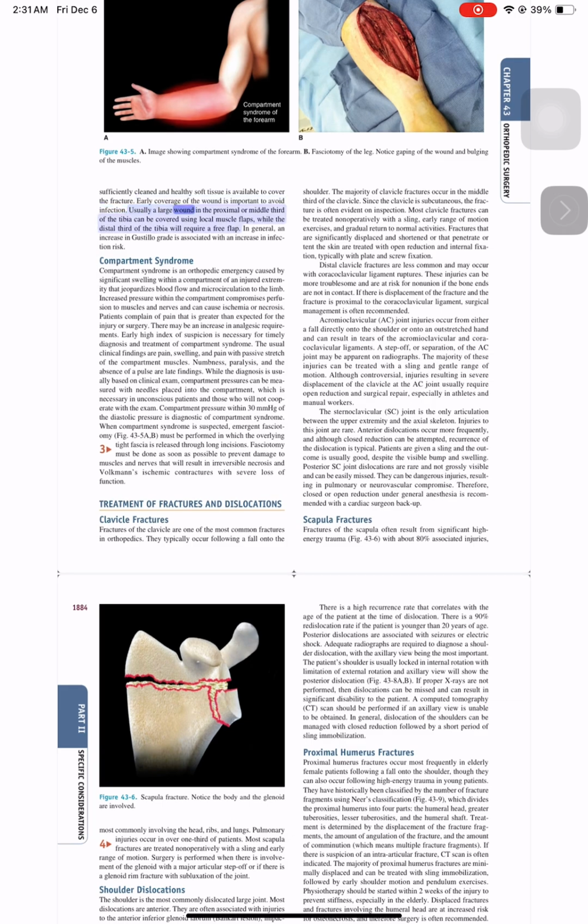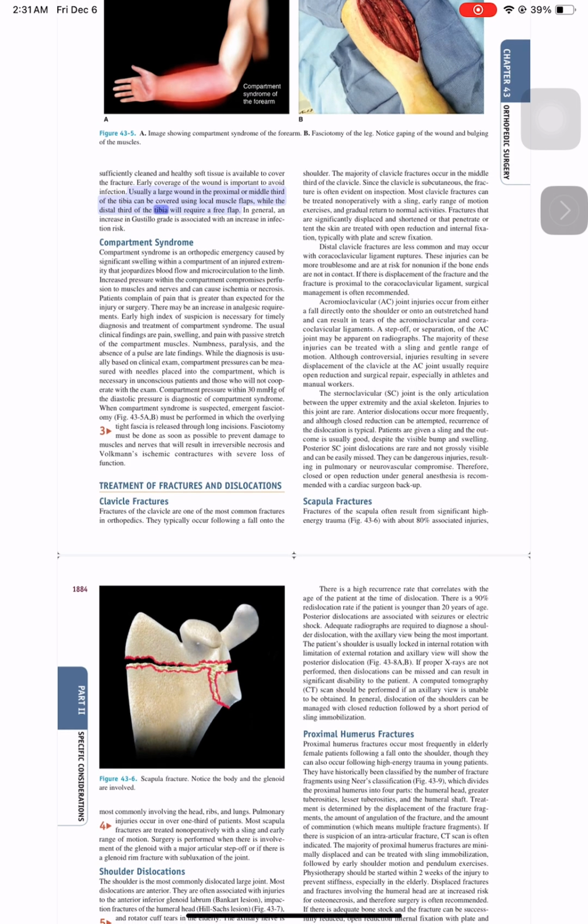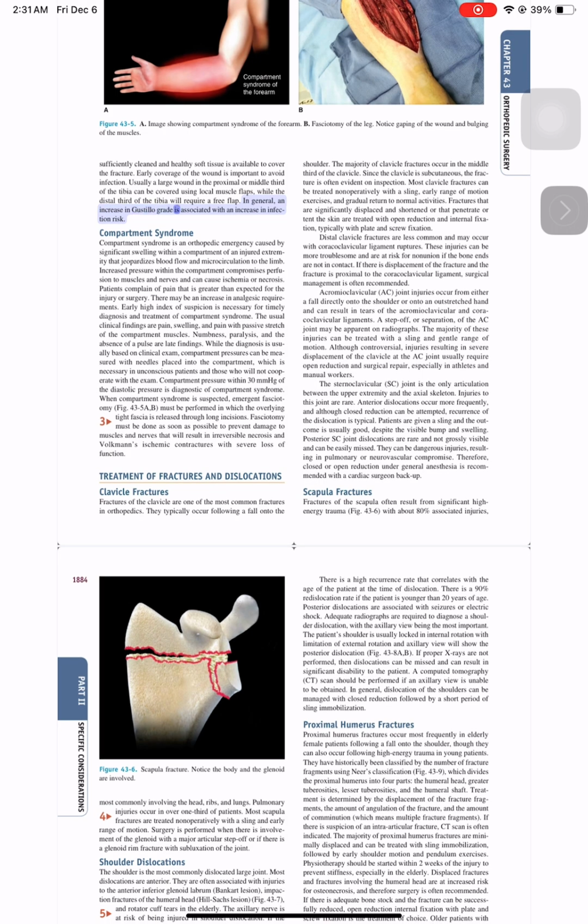Usually a large wound in the proximal or middle third of the tibia can be covered using local muscle flaps, while the distal third of the tibia will require a free flap. In general, an increase in Gustilo grade is associated with an increase in infection risk.